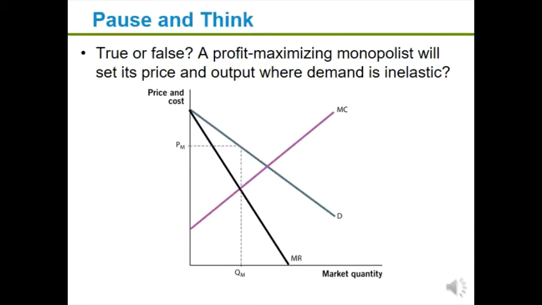So let's close this mini lecture with one last pause and think, which is, where does the profit maximizing monopolist set its price? Where demand is elastic, inelastic, or unit elastic. So this one's a little tricky, but think back to what we'd learned about elasticity of demand, and hopefully this will help you not only think about what conditions a monopolist is facing, but also will help you review for our upcoming final.